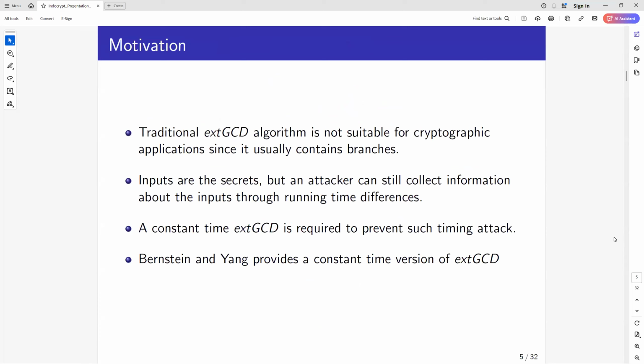The traditional extended GCD algorithm is not suitable for cryptographic applications because at each step, whenever we perform a division, the degree difference may differ. That's why it is not regular in nature. So to prevent this kind of operation from timing side channel attacks, Bernstein and Yang gave a constant time setup.